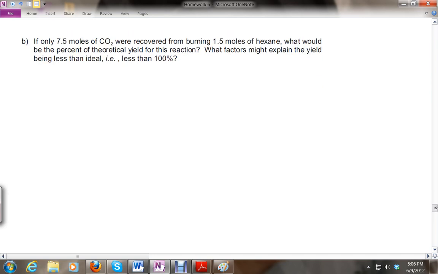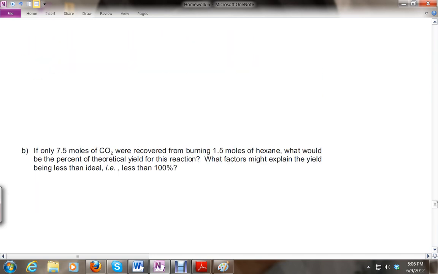Okay, let's go with part B. If only 7.5 moles of CO2 were recovered from burning 1.5 moles of hexane, what would be the percentage of theoretical yield for this reaction? What factors might explain the yield being less than ideal, less than 100?